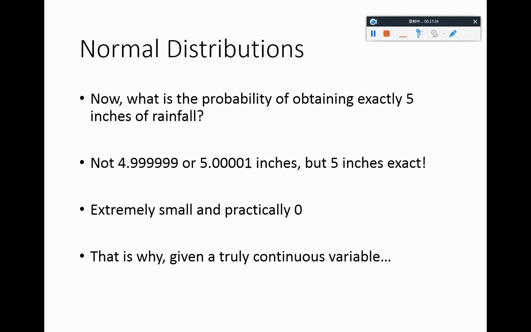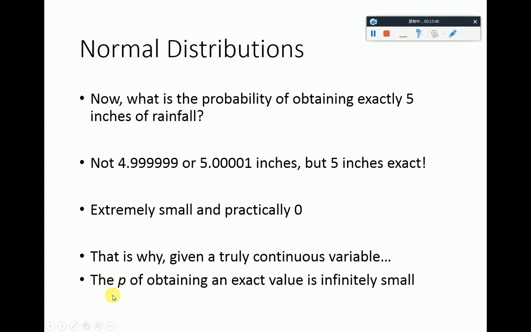So that is why, as we said, given a truly continuous variable, the probability of observing an exact value is close to zero. Because we cannot even obtain an exact value from a sample or probability distribution, then the probability of observing it, by logical extension, is also going to be very, very small. I hope this makes sense, and can convince you that the probability of observing an exact value from a continuous distribution is close to zero.